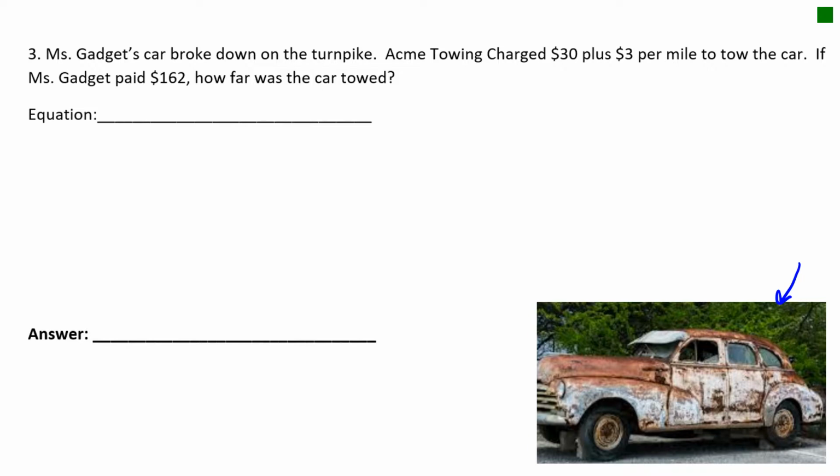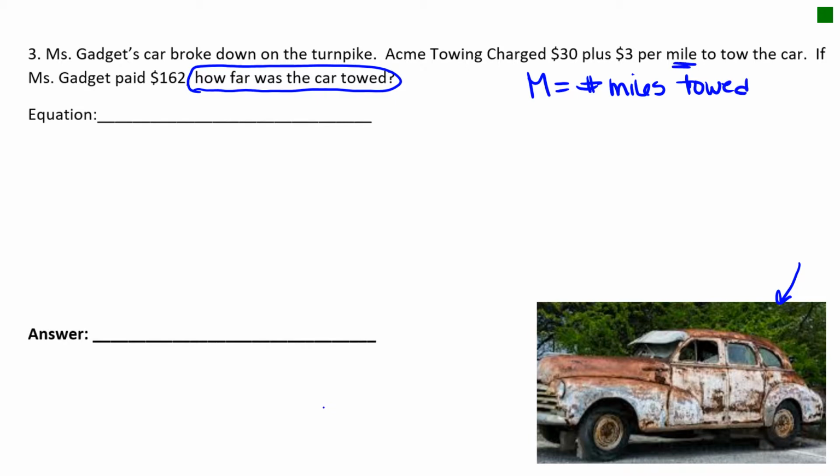Come on, Miss Gadget. Acme Towing charged $30 plus $3 per mile to tow the car. Remember, we start at the end. If Miss Gadget paid $162, how far was the car towed? So we're going to let M equal the number of miles towed. Okay, how do I know it was miles?